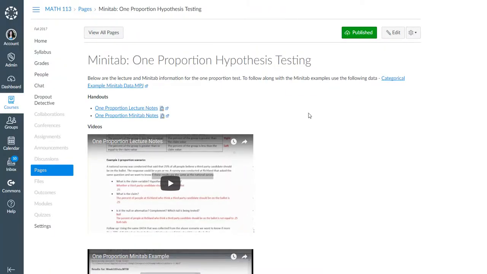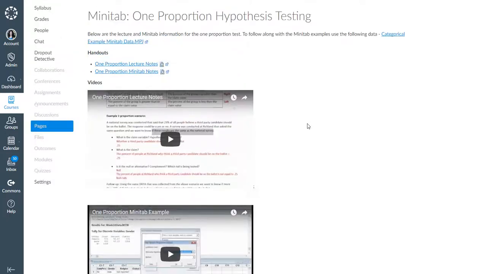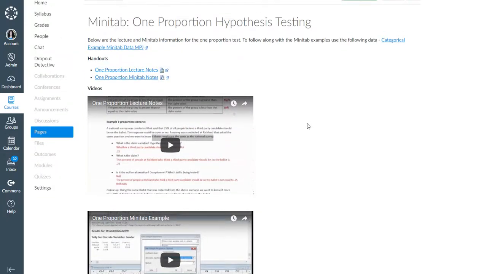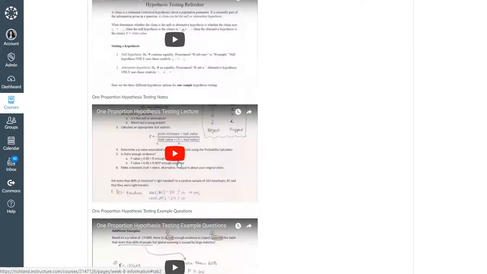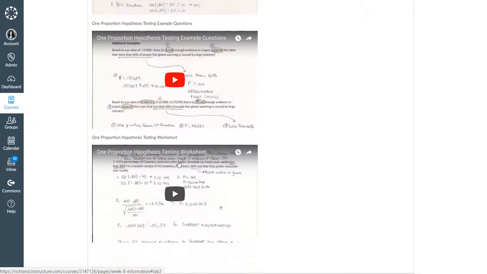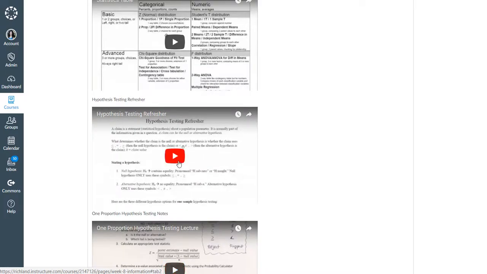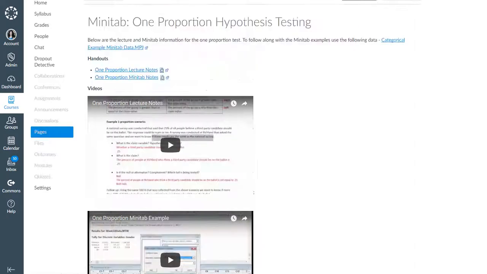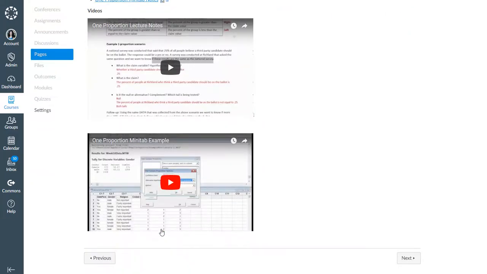Now, these are separate videos, and they relate specifically to doing a one proportion hypothesis test in Minitab. This other material was mostly the general refresher about hypothesis testing and how to do it by hand. Thankfully, yes, you have to do it by hand here, but from here on out, we'll do it all in Minitab. So the lecture notes explain once again what you need to be doing, and then the one proportion Minitab example guides you step by step through how to actually do this test in Minitab.